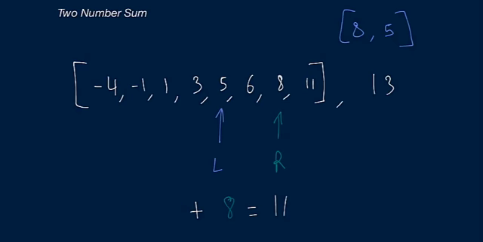Now we've got 5 plus 8. And 5 plus 8 is going to give us 13, the number that we want. And that is our answer. And so the reason this is a really nice way to solve this problem is because we don't use additional space. We just have a left pointer and a right pointer, but that is constant space. We don't use an extra hash table or anything.